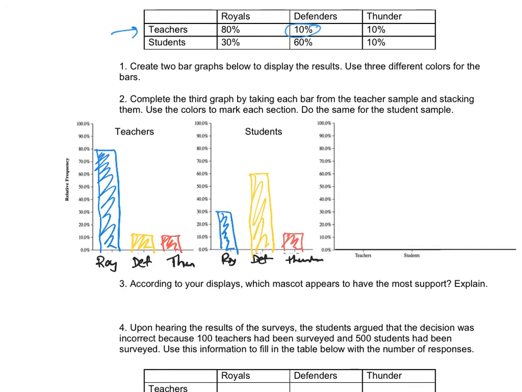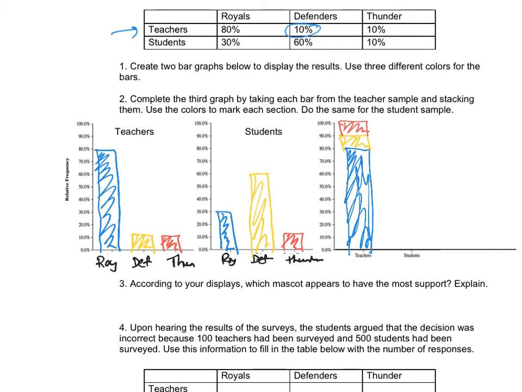Okay, over here, we are going to stack them. So what it says, complete the third graph by taking each bar from the teacher sample and stacking it. So let's go ahead and go back to blue, and 80% was blue for the Royals, and 10% were defenders. So if you tack on another 10, you're at 90. And then the thunder was another 10%. So now we're at a total of 100.